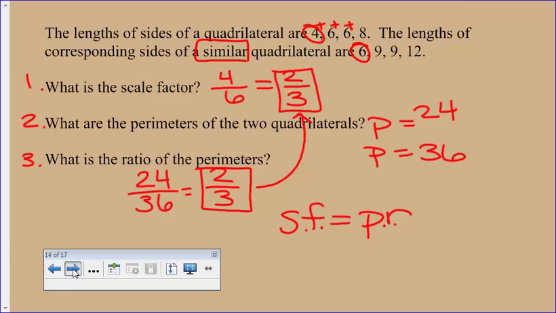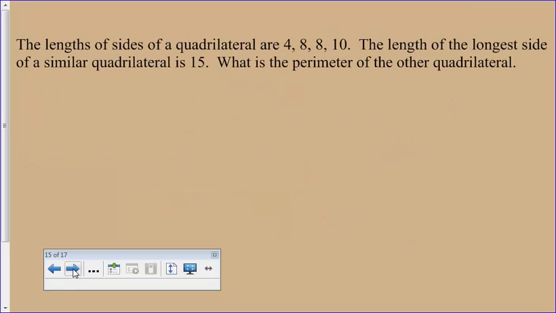Okay? So let's look at this problem here. It says the lengths of the sides of the quadrilateral are 4, 8, 8, 10. The length of the longest side of a similar quadrilateral is 15. What is the perimeter of the quadrilateral? We're trying to find the perimeter of the other one. We actually have the perimeter of this one here, so we can add those up, and the perimeter is 30. So I'm going to use that within our ratio.